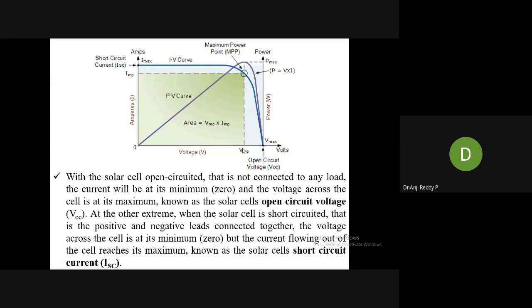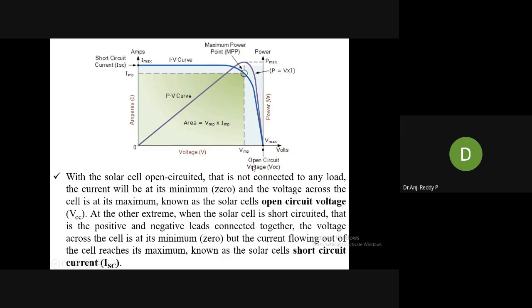What is the current value at open circuit voltage? 0. That is the right 0. If the circuit is open, then no current is flowing through that circuit. If the circuit is closed, then current will flow.